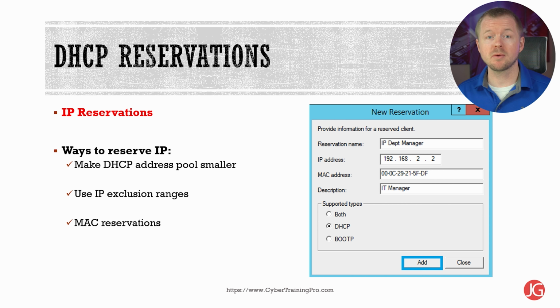There are basically three ways that we can reserve IP addresses. Make the DHCP address pool smaller, so instead of starting at 100 and going to 200, we can make it start at 150. You can use IP exclusion ranges, which allow us to identify ranges within the address pool that shouldn't be distributed, and MAC reservations, which allow us to identify systems by their MAC address that will get a specific IP address.